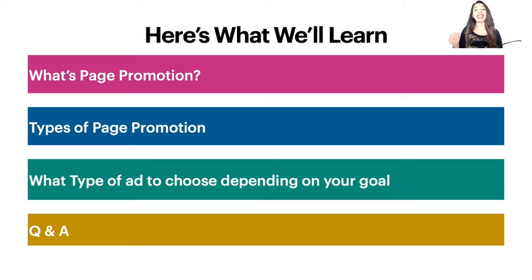When you're starting any campaign, I would 100% want you to sit down and determine the goal of the campaign. Is it awareness? Is it engagement? Is it leads? What do you want them to do? We're going to go through some types of ad to choose depending on your goals. So we're going to discuss some goals based on my experiences and what I think you can use your Facebook page for, and some Q&A.